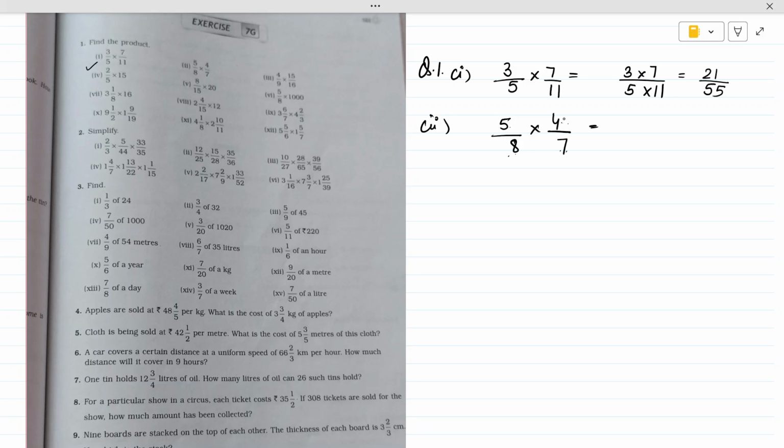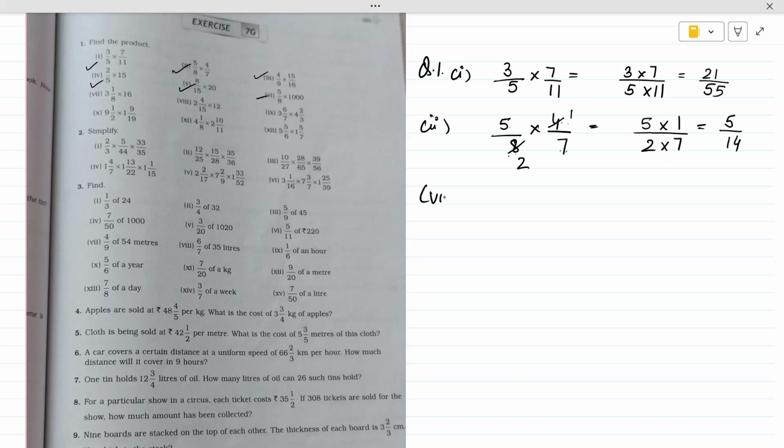So let's divide it. 4 divided by 4 is 1, and 8 divided by 4 is 2. So in the numerator we have 5 multiplied by 1 remaining, and in the denominator 2 into 7. So this makes it 5 by 14. Okay, this is how we have to do this. Similarly, kids, you can pick up the other questions, third, fourth, fifth, sixth. You can do those; let me do the seventh part now.